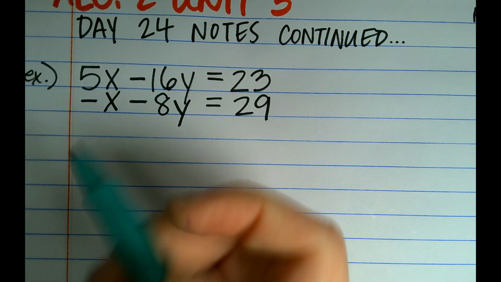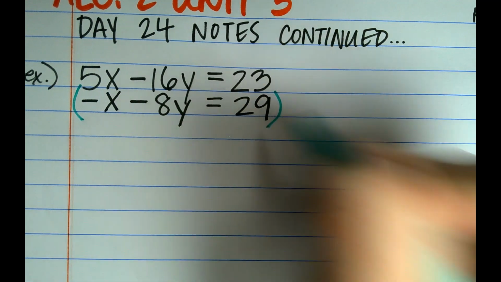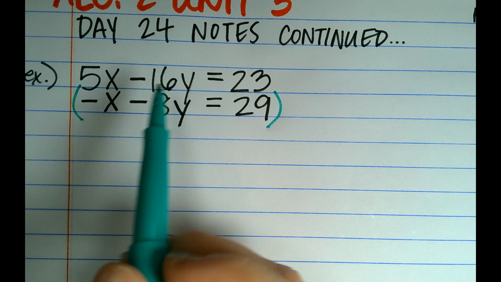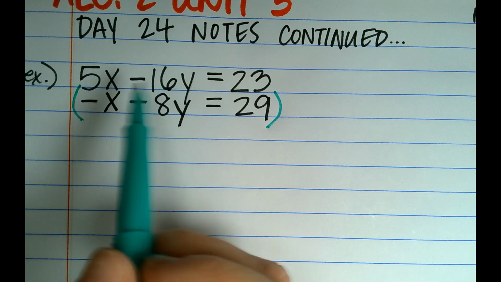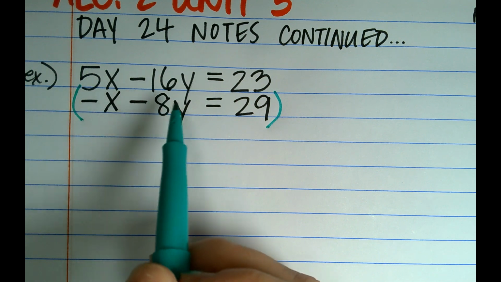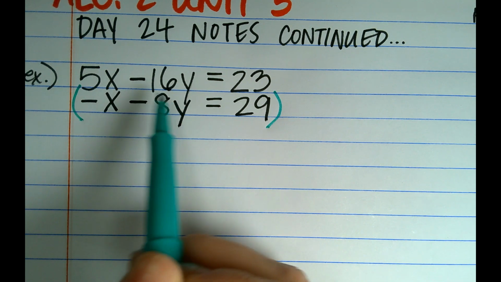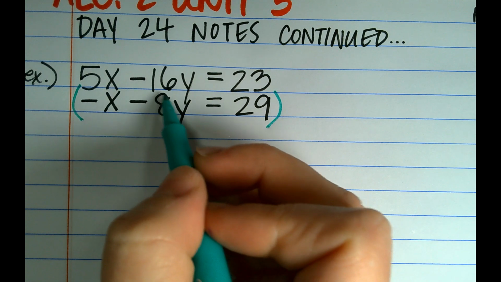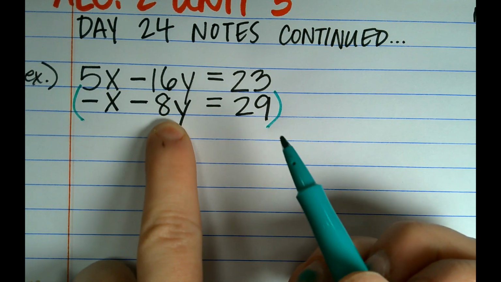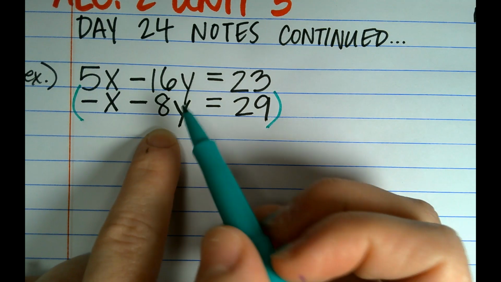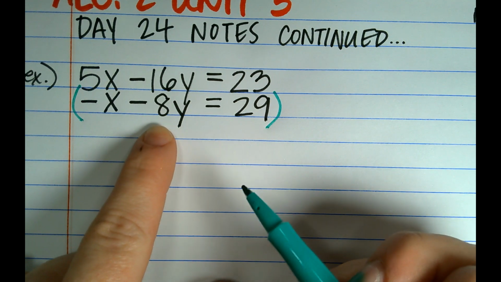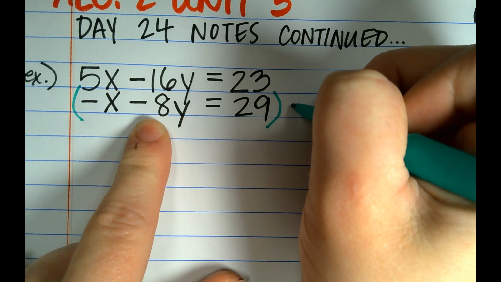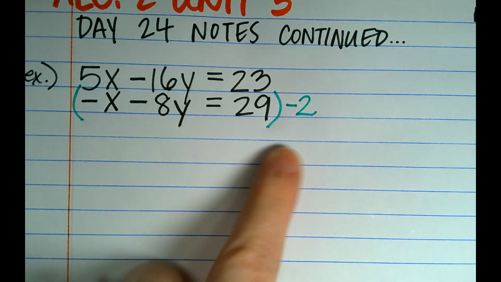So I have here, let's see, negative 8y and negative 16y. If I want negative 16y to cancel, what does this y need to become? Positive. Perfect, because we need them to be different signs. So if we want to make this negative 8y into positive 16y, what do I need to multiply? Negative 2. So I'm going to multiply everything by negative 2.